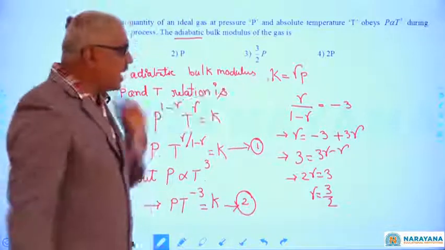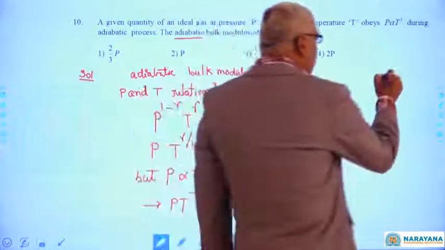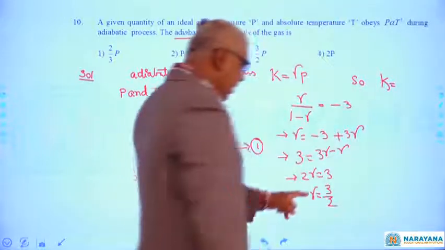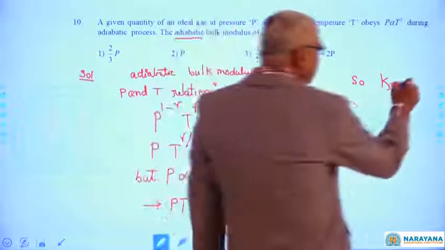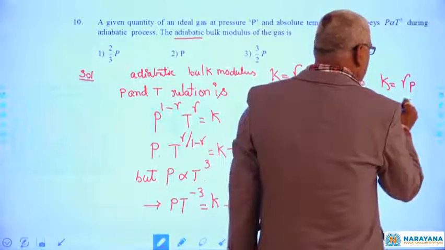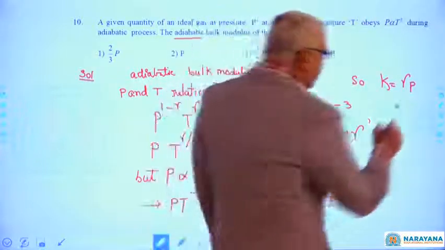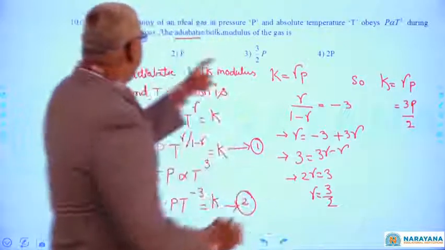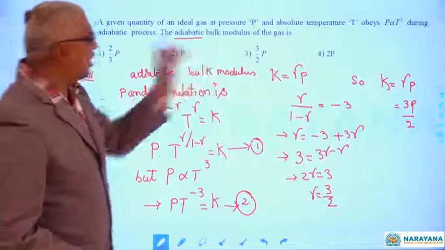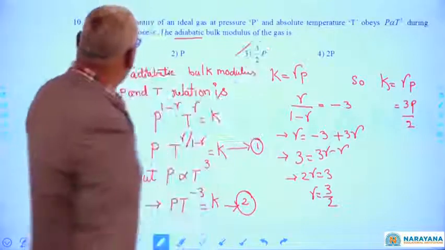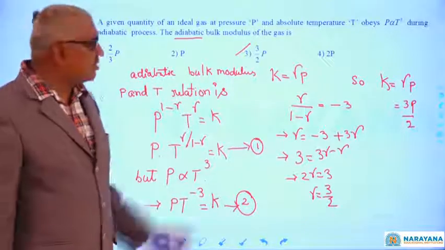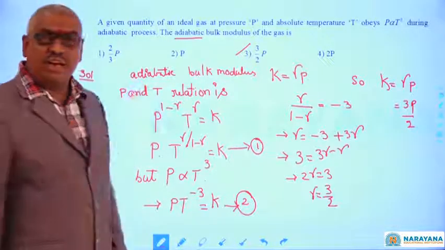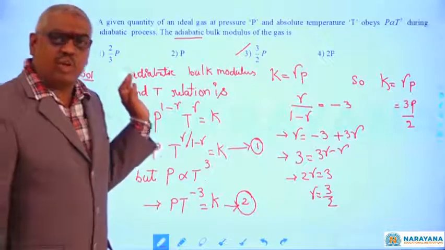Therefore, your adiabatic bulk modulus K equals what? K is given as gamma P and gamma is given as 3 by 2. So 3P by 2 is your result. It is the third option there. So this is your 10th problem. The answer to the 10th problem is 3P by 2, the third option. Thank you.